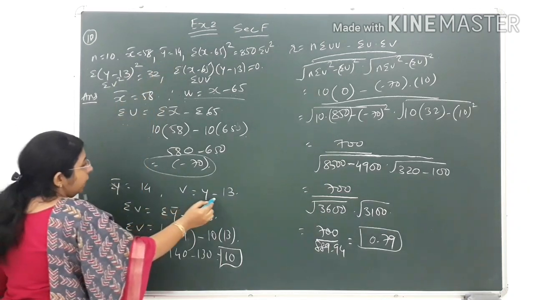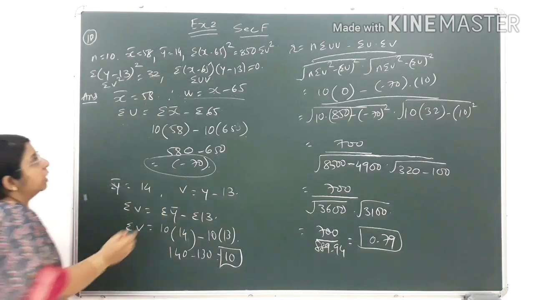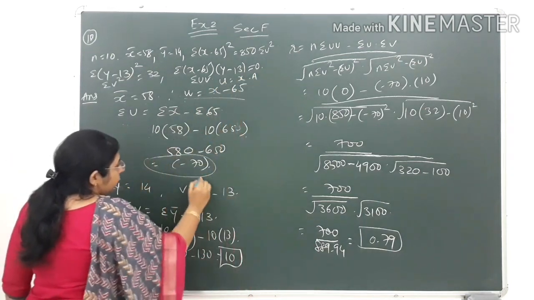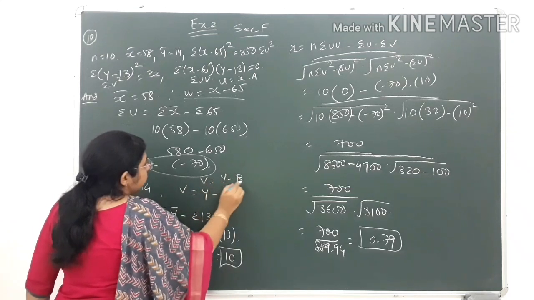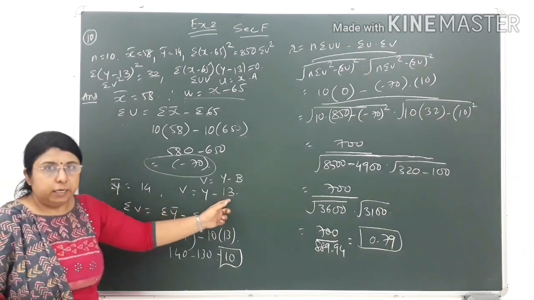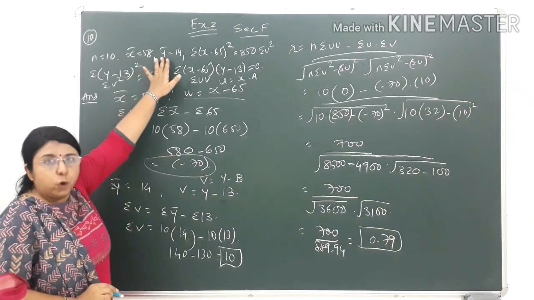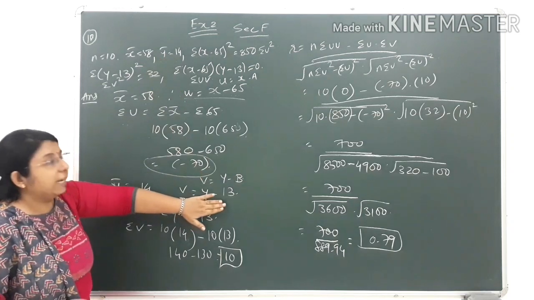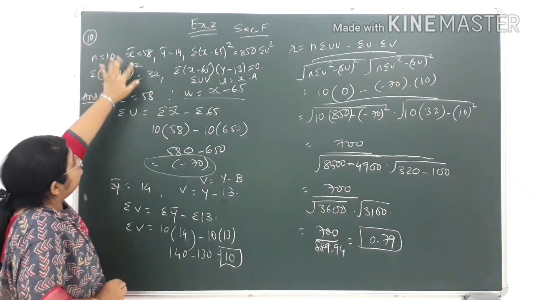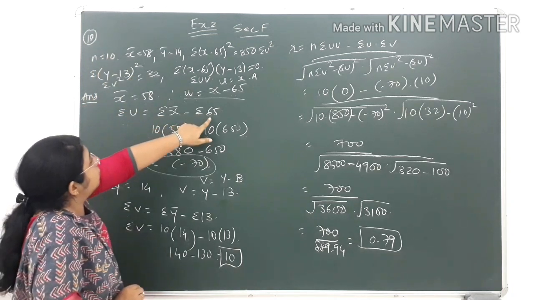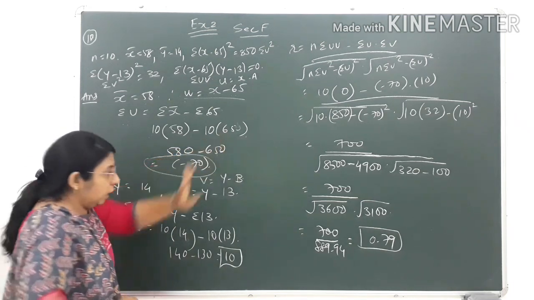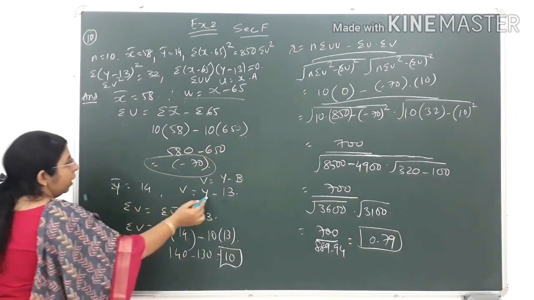V is equal to y minus 13. If you remember, in case of u we were writing x minus a, and in case of v, we were writing v is equal to y minus b. So over here, the assumed mean that we have taken is 13. The exact y bar that is given to you is 14, but the assumed mean that we have taken is 13. Over here also in case of x, x bar is given to you as 58, but the assumed mean, that is a, we have taken as 65. Okay, so in the same way over here, v is equal to y minus 13.